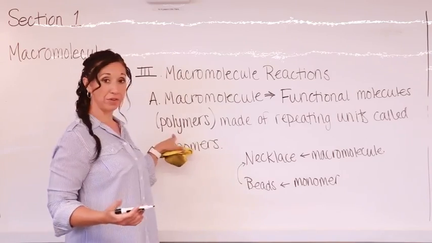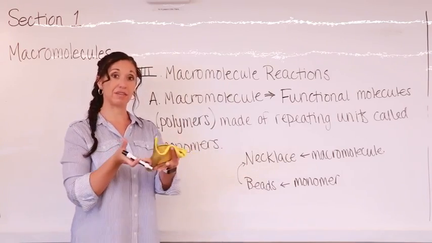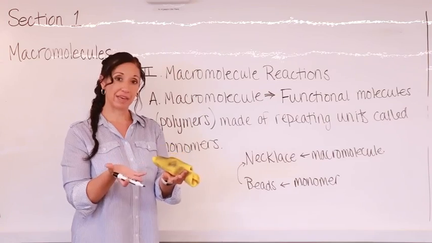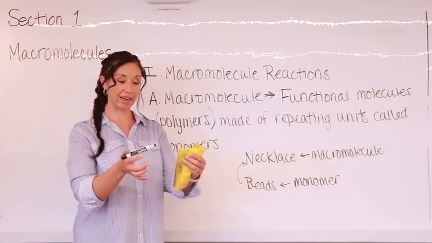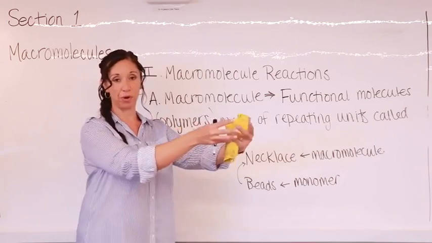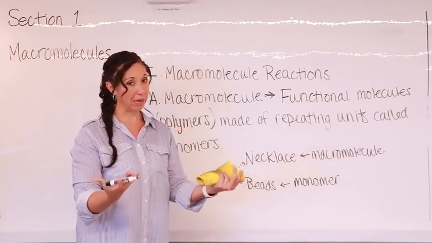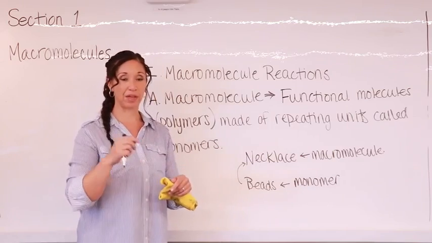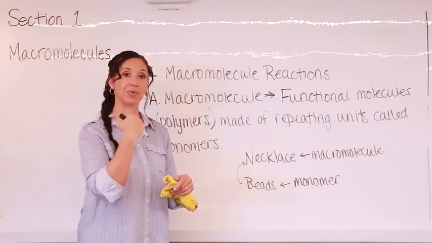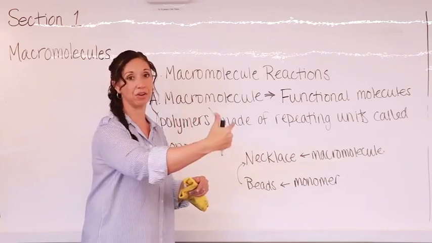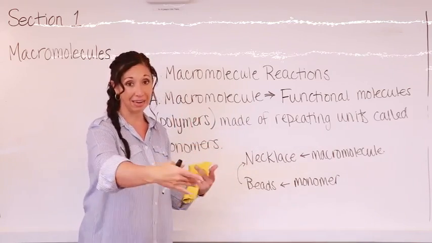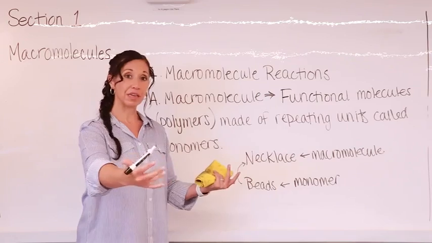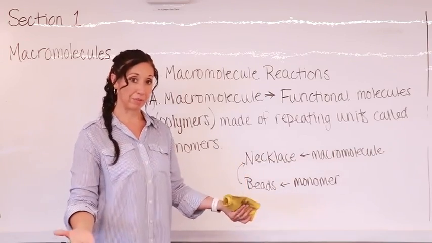Since they are polymers and they're made of repeating units of monomers, the reactions that are used to create these actually link these monomers together one by one. You can almost go back to the necklace example. You're putting another bead on the string. So every time you put another bead on the string, you're doing another reaction to create a longer and longer chain of these monomers that ultimately will become functional and become a macromolecule.